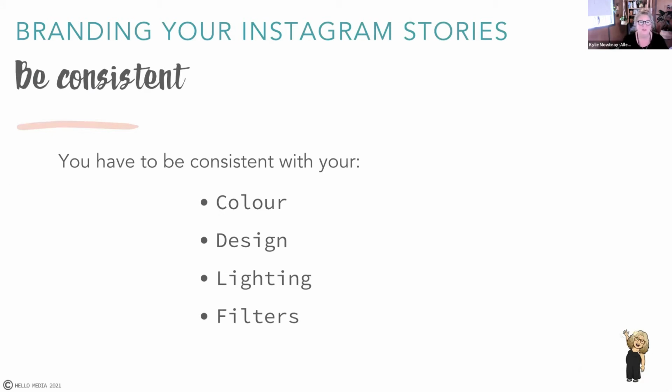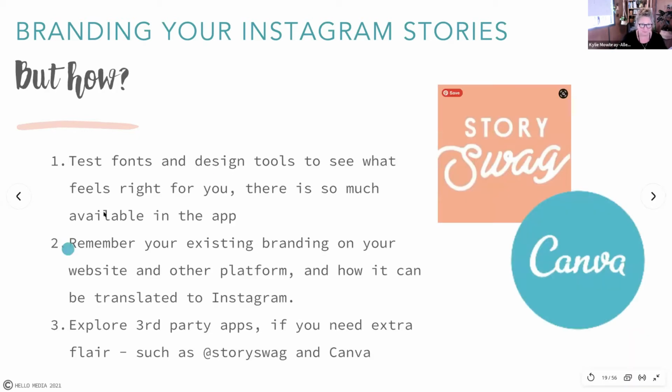You need to be consistent with your color, with your design, with your lighting, with your filters. It's a really easy way to make your stories look absolutely on point, just by having the lighting right, or by using filters to do that. So if your business is all about dark and moody, then that's great, but make sure they're all like that. You don't just suddenly have bright lights and, you know, very white blown out. So make sure you stay consistent with the style that you are for your brand.